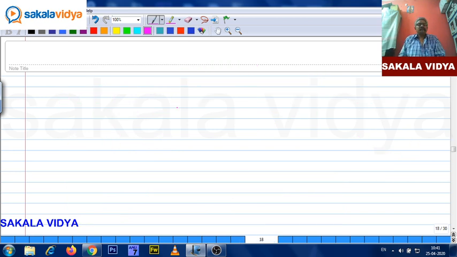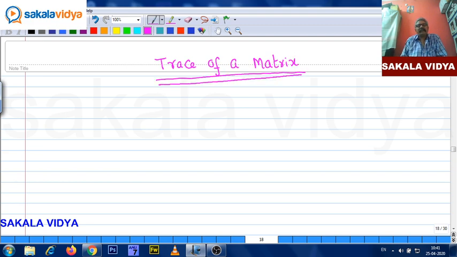So now, trace of a matrix. What is the trace of a matrix? This will be very, very important for competitive entrance examinations. The trace of a matrix is related only to a square matrix.